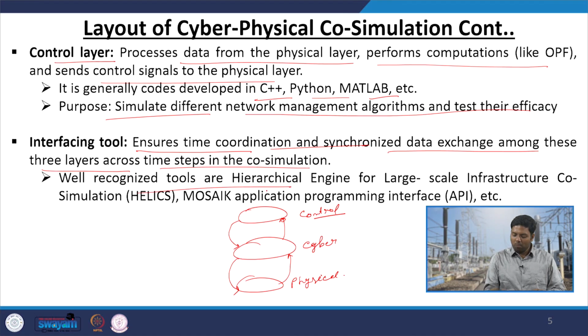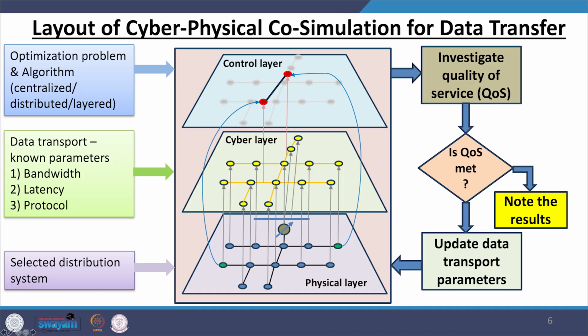So, that is normally done by HELICS, which is the hierarchical engine for large scale infrastructure co-simulation. It is a very well recognized co-simulation tool, and there is also the Mosaic application programming interface. So, this is the overall layout of a cyber physical co-simulation. You can see you have a physical layer where you actually have a grid structure, a distribution network, or any transmission grid also you can have, but we are focusing on the distribution network.